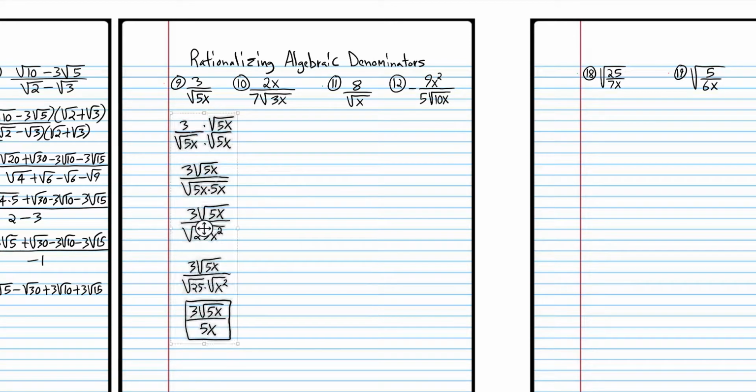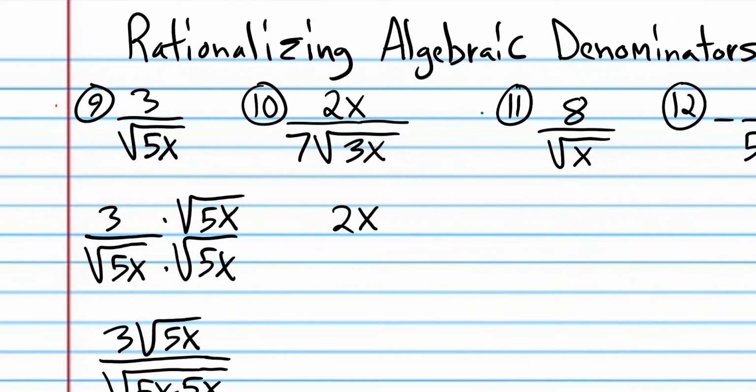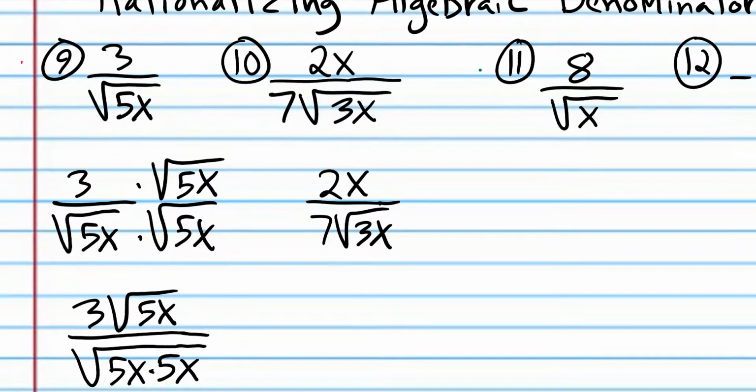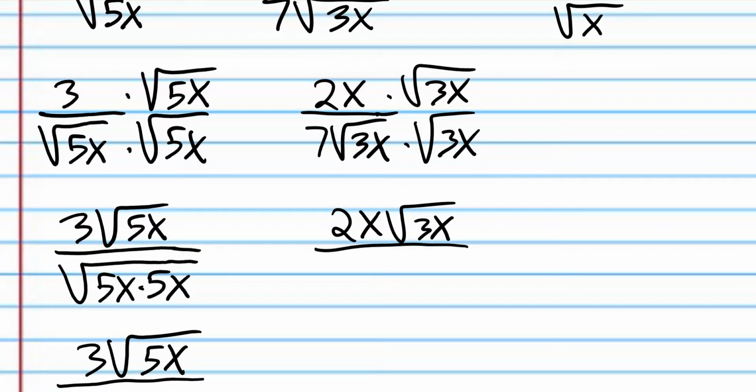Okay, so let's try one more of those. Again, we have to get rid of that root in the denominator. So we're going to multiply both sides by root 3x, and we get 2x times root 3x, and in the bottom we have 7. And you know, the reason that I'm telling you to skip forward is because when you multiply these roots, they just go away. You just end up with 3x.